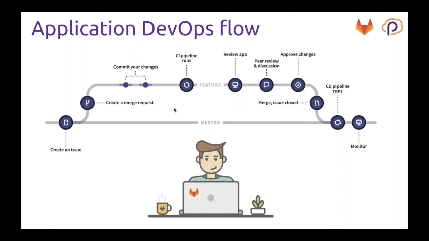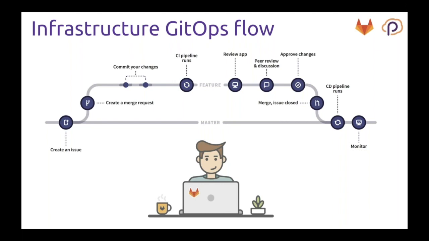So if that's the application DevOps flow, let's take a look at the GitOps flow. It's exactly the same. The only difference is, instead of it being application code, we're doing our infrastructure configuration. As I mentioned, today we're doing this with Pulumi, but we're going to be storing our infrastructure as code, that configuration as code, and the policy as code. And so you get all of these benefits, for example, the ability to do peer review and discussion, and to do approval on changes before they go live.